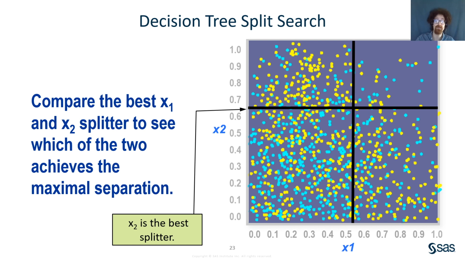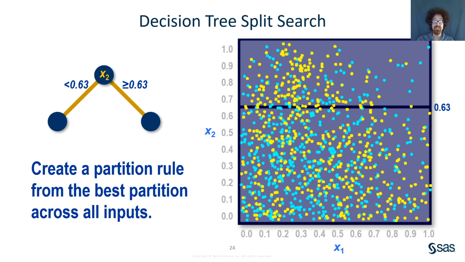After you determine the best split for every single input, the algorithm compares those best splits across all inputs to find the overall best split. Here we determine that the x2 splitter was better at separating the outcomes than was the x1 splitter. This creates our first decision rule. We split the points according to the rule x2 is greater than 0.63 or x2 is less than 0.63.